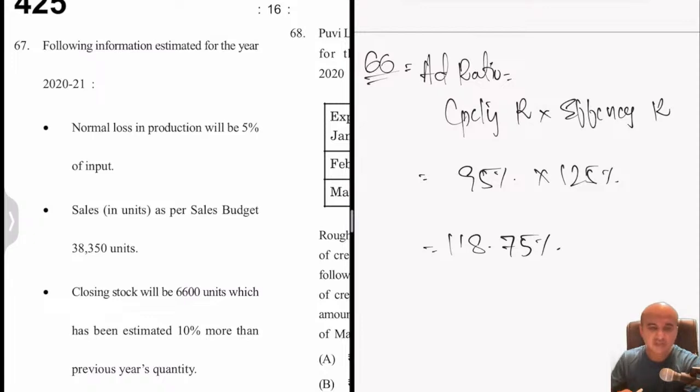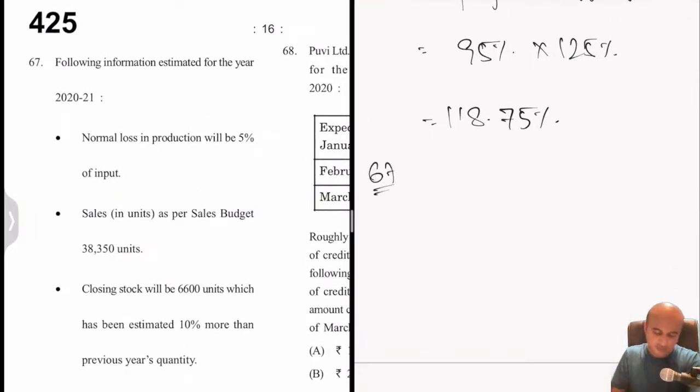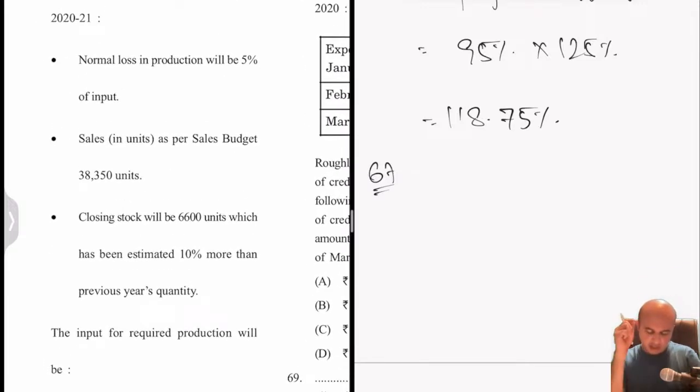Okay, question number 67. What do we have here? Thankfully, another practical question. Let's see. Following information estimated for the year 2021. Normal loss in production will be 5% of input. Sales in units as per sales budget is 38,350. Closing stock will be 600 units, which has been estimated at so much more than the previous year quantity. Input for the production will be how much is what they have asked.